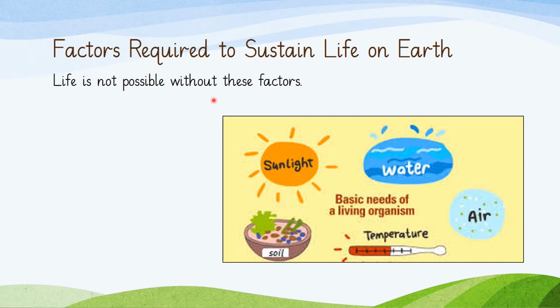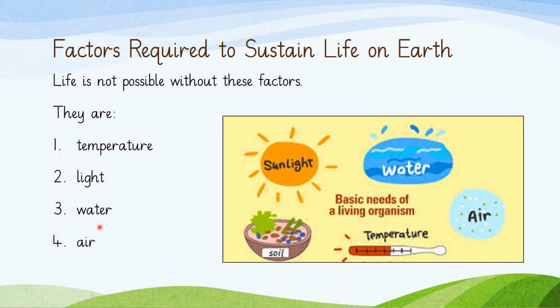Can you name these factors with me? These factors are: number 1, temperature. What is the second one? It is light. The third one is water. The fourth one is air. And the fifth one is soil.